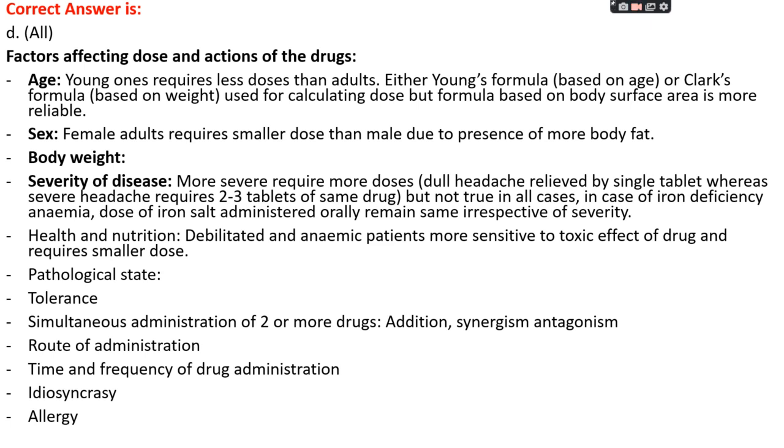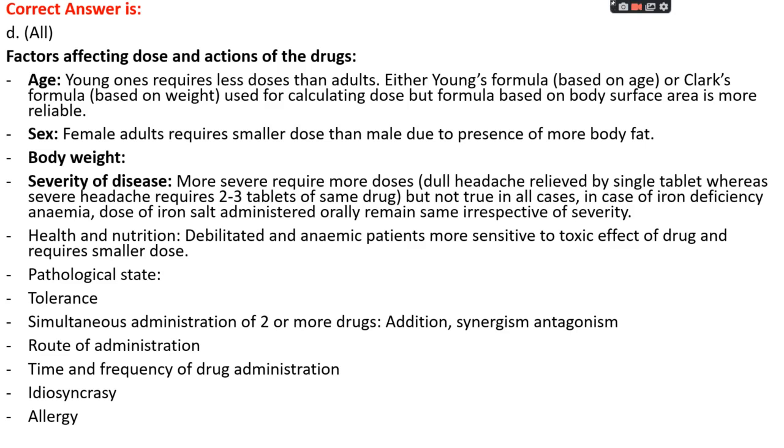Second, if we see sex, then a female adult requires a smaller dose as compared to the male due to the presence of more body fat in females. Body weight: the lower the body weight, the smaller the dose required, in comparison to the larger body weight. Next is severity of disease. More severe disease requires more dose, like a dull headache is relieved by a single tablet, whereas a severe headache requires 2 to 3 tablets of the same drug. But it is not true in all cases. In case of iron deficiency anemia, the dose of iron salt administered orally remains the same irrespective of severity.